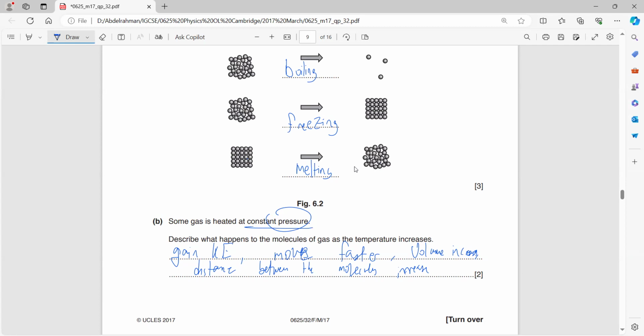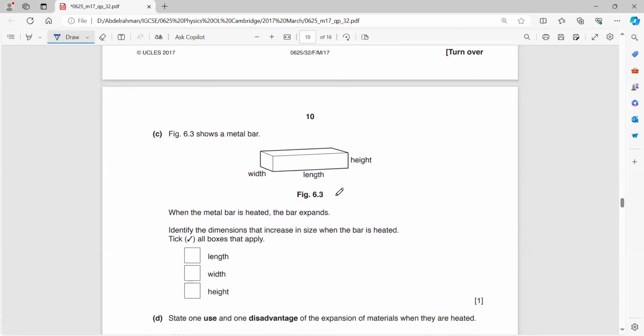When you increase the temperature, what happens? Thermal expansion. So the molecules move further apart. That's it. The molecules start to move further apart. Okay? When the metal bar is heated, it expands. What happens? Definitely all of them increase. Length, width, and height, the whole volume increases.